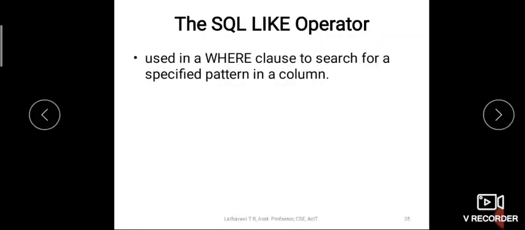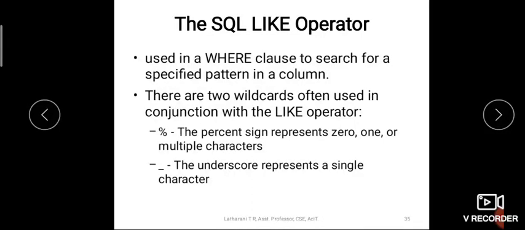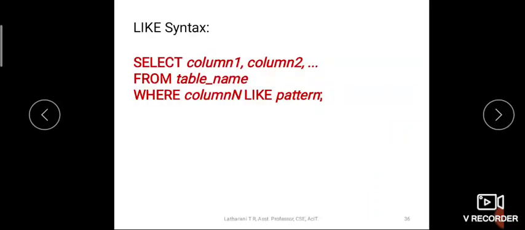It is used in the WHERE clause. It will search for the pattern given. It uses two wildcards. One is the percentage symbol, the other one is underscore. The percentage symbol can match 0, 1 or multiple characters, but underscore can match only a single character. Underscore matches only one character, but percentage can match 0 or more characters. Let us see how you can use them.